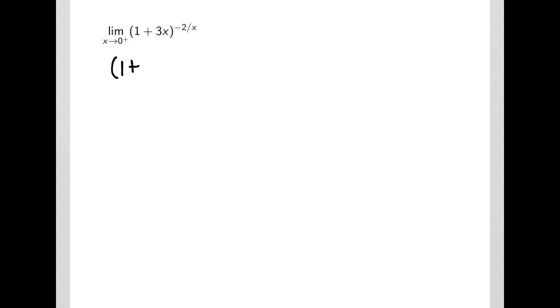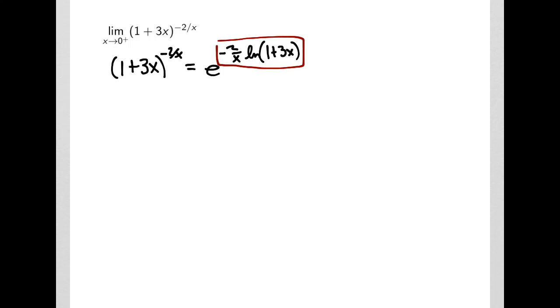So 1 plus 3x to the negative 2 over x power is the same as the exponential, base e, of the power, negative 2 over x, times the logarithm of the base, 1 plus 3x. So in order to answer this question, first we're going to take a limit of what's in the exponent. So the limit as x goes to 0 of negative 2 over x times the logarithm of 1 plus 3x.